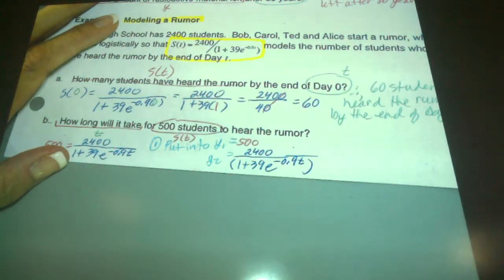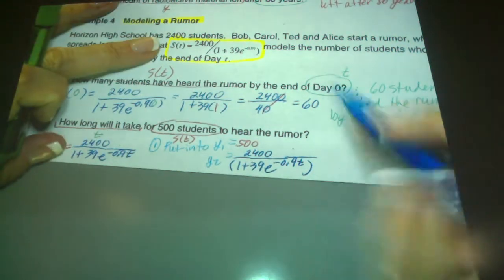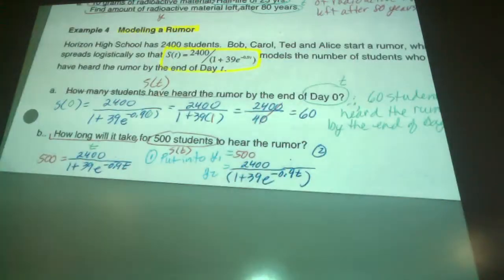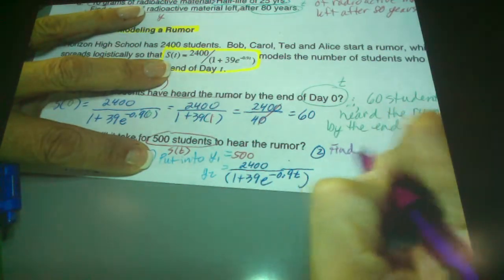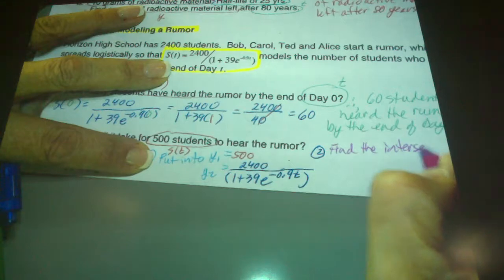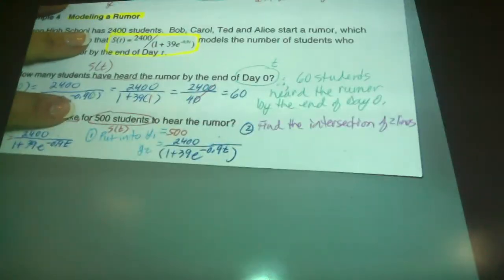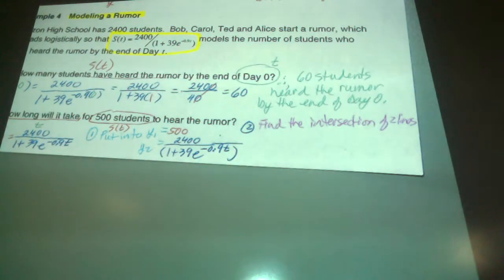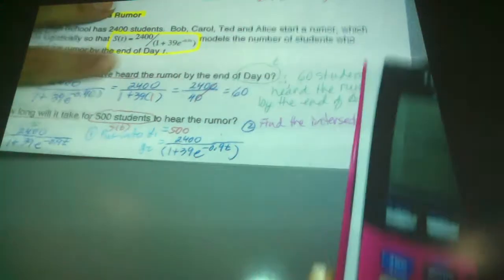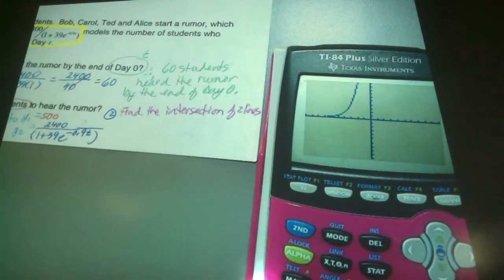But your next step, step 2, you need to find the intersection of the 2 lines. So one's horizontal, one is not. It's logistic. And so this is what it looks like. What's the problem? Y equals 500 is way up there, isn't it? So even if I zoom out, waiting. Oh, nope, still don't see it.